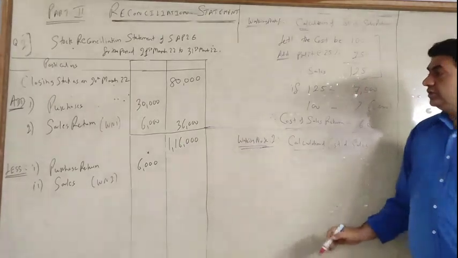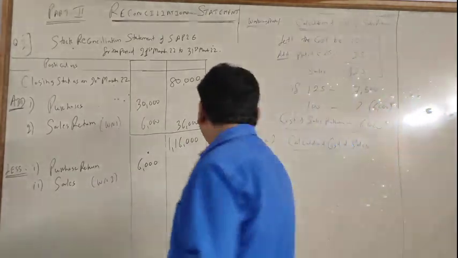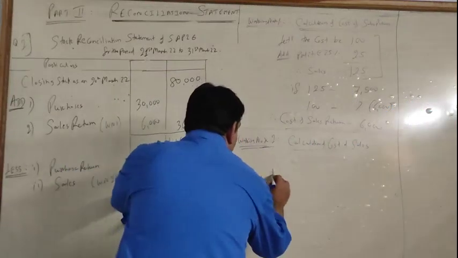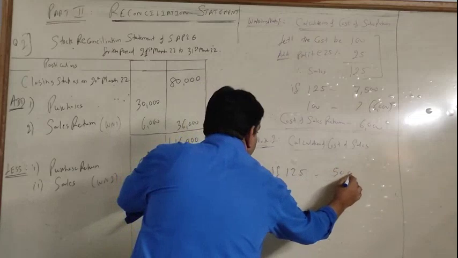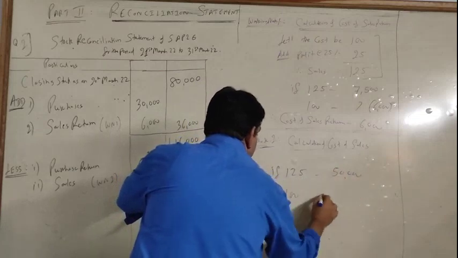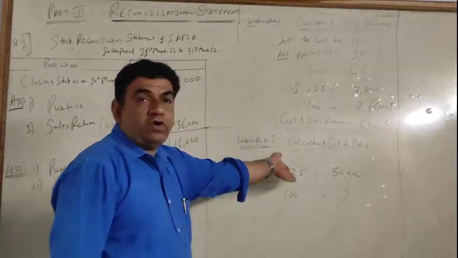So now what will we do? What is my sales amount? 50,000. So we'll directly show the second part. So what you will do? If 125 is 50,000, 100 is how much? Getting it now? If you all want, write it.